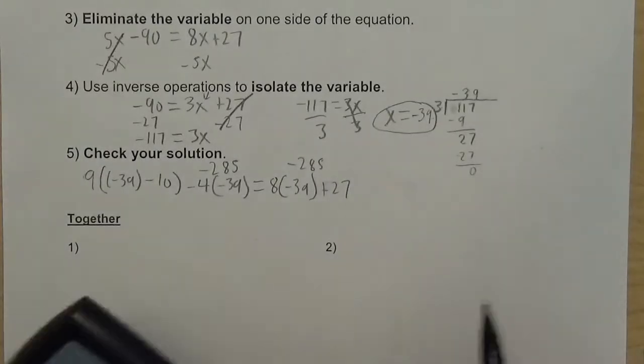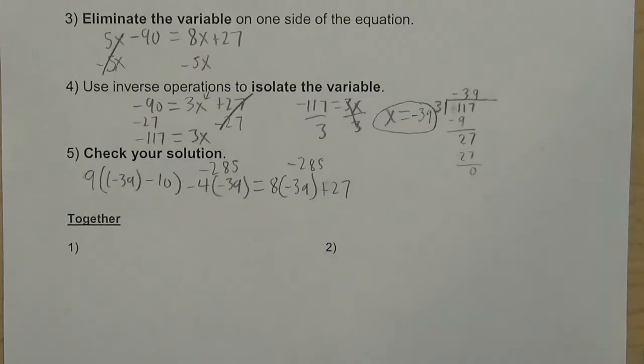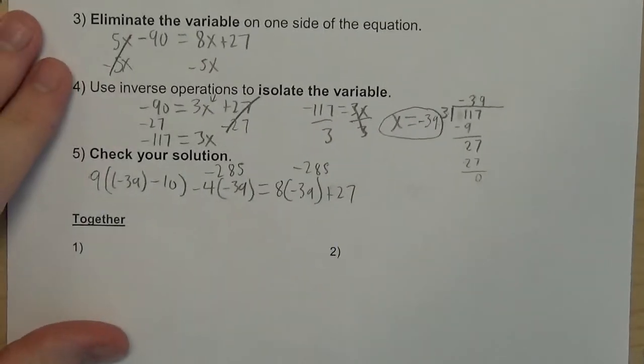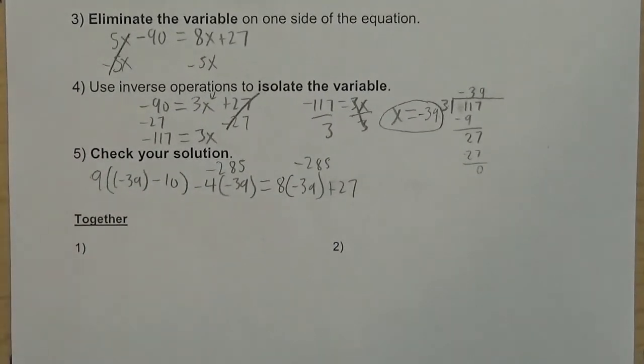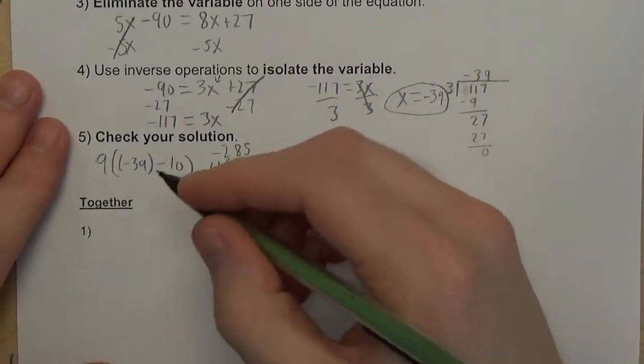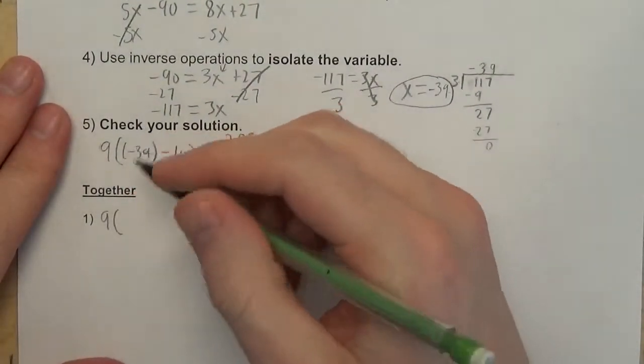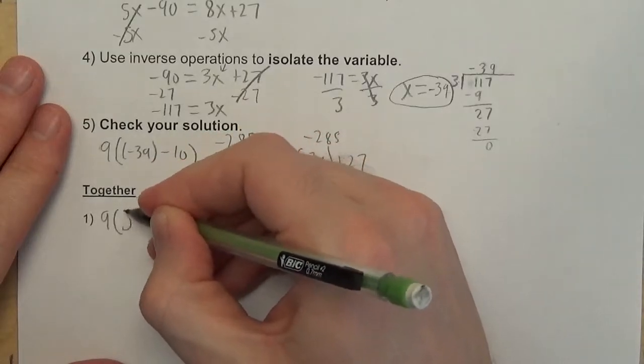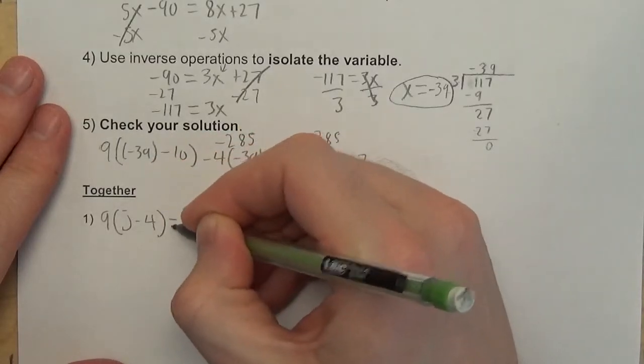So that one was pretty long, but I wanted to show you one that did require all 5 steps. Let's take a look here. Let's kind of back up, and we're going to do some of these together, and some of these are going to be a little bit easier than the one we just worked on, and they're not going to require all 5 steps. We're going to work our way up to some more difficult ones in a second. So number 1 is 9, and then in parentheses, j minus 4 equals 81.